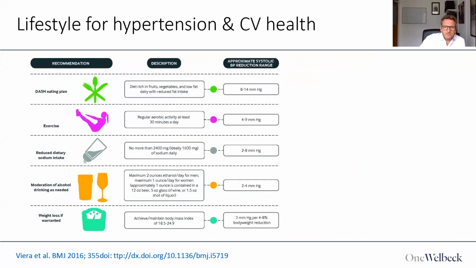So this is the effects you can expect to see potentially on blood pressure specifically, but with knock-on effects on cardiovascular health. You can achieve significant blood pressure reductions if you can manage to do these things. So healthy diet, lots of exercise, low salt intake, moderation of alcohol, and weight loss.